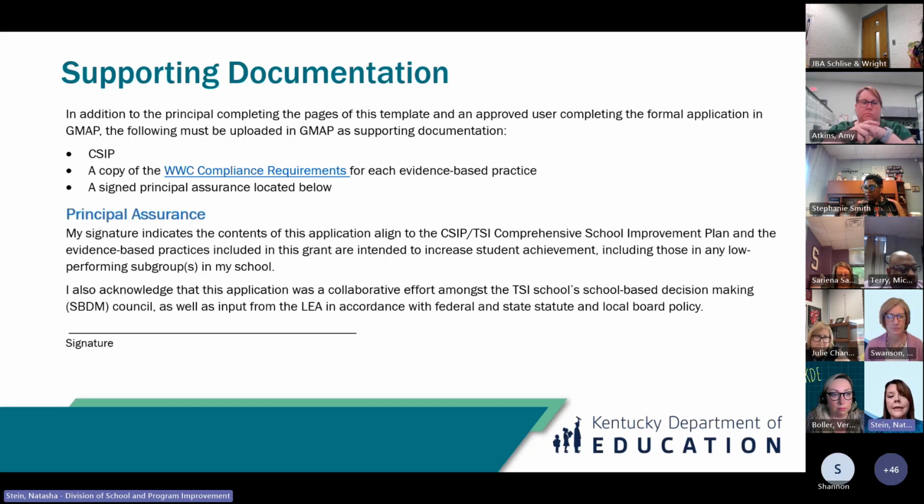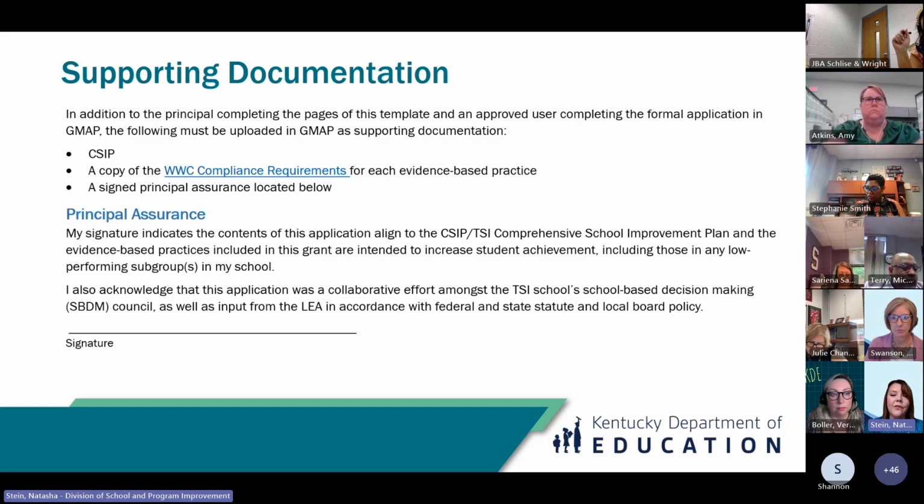It looks just like what you're seeing here on the screen underneath where it says principal assurance. So this is different than the checkbox that you'll fill in on that electronic template. This is actually a place where a signature is captured. And so a district level staff person will need to upload a PDF copy or a picture of this page with the signed signature. So those are the core supporting documents that we need in addition to the contents of the application as we're working through our review.